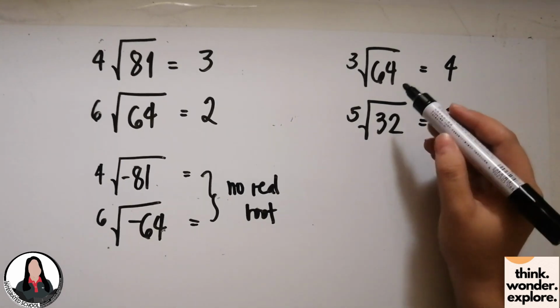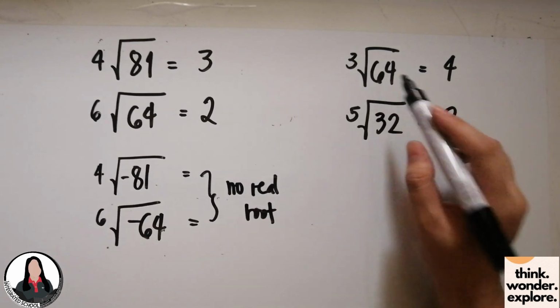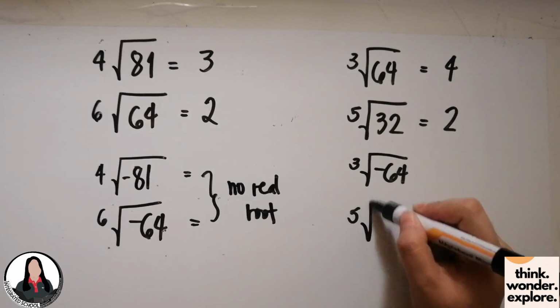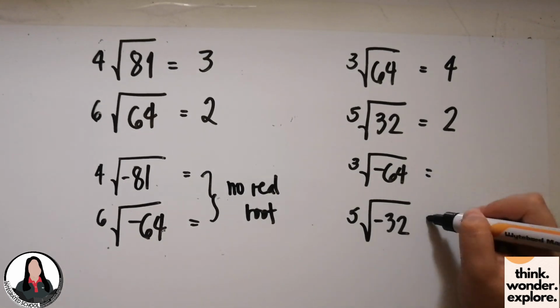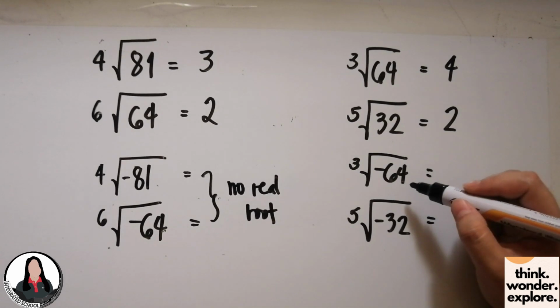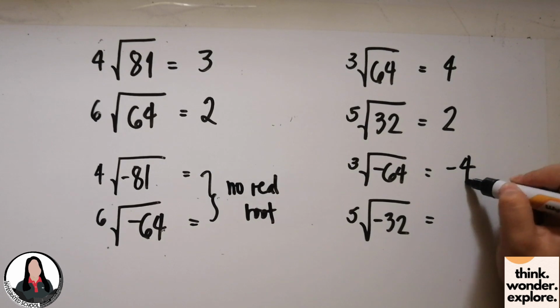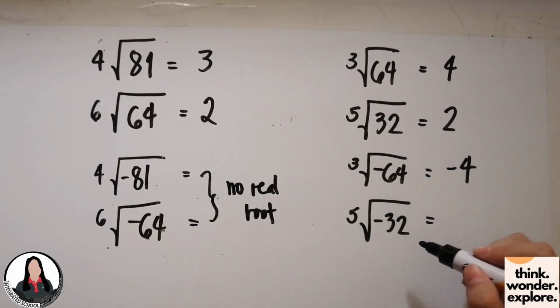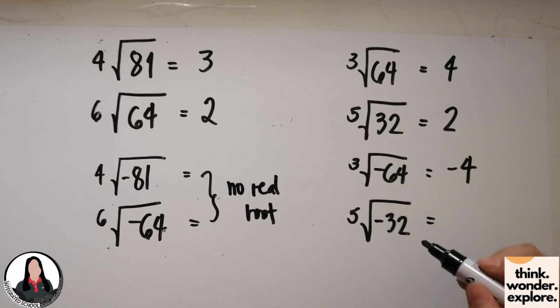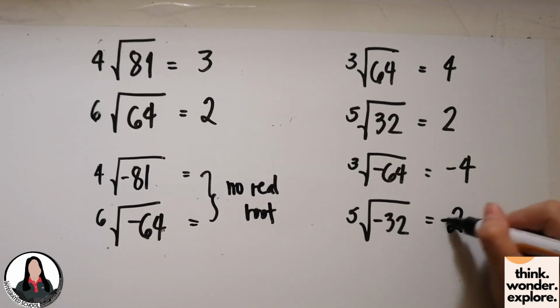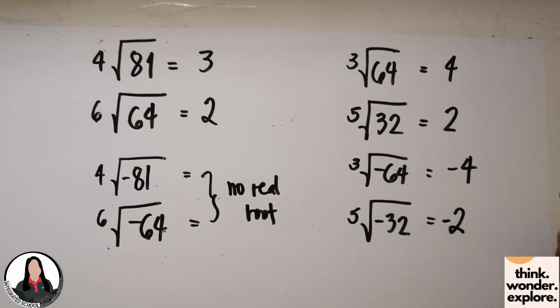Now, let us try to find out kung merong third root ang negative 64 at fifth root ang negative 32. Can you think of a number that when you multiply it 3 times by itself, the answer is negative 64? Okay, that's negative 4. And how about this? A number when multiplied by itself ng 5 beses, the answer is negative 32. So, this is negative 2. Now, anong mapapansin natin sa dalawang set of examples?